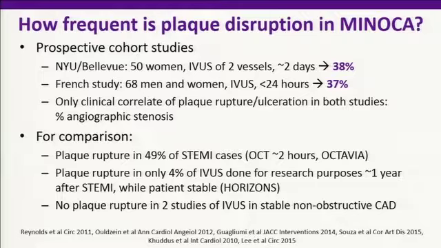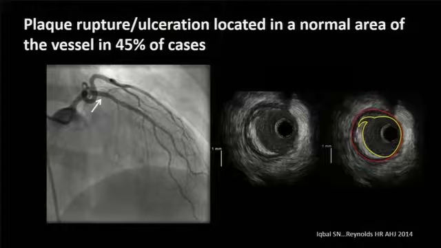For comparison, plaque rupture is present in about half of cases of STEMI based on OCT early in the study Octavia. But plaque rupture is present in only 4% of patients who are in the cath lab solely for research and have IVUS. There is also no plaque rupture in 2 studies of intravascular ultrasound in stable non-obstructive coronary disease. So the MINOCA patients look a lot more like MI with obstructive coronary disease when thinking about the prevalence of plaque rupture and less like the stable patients.